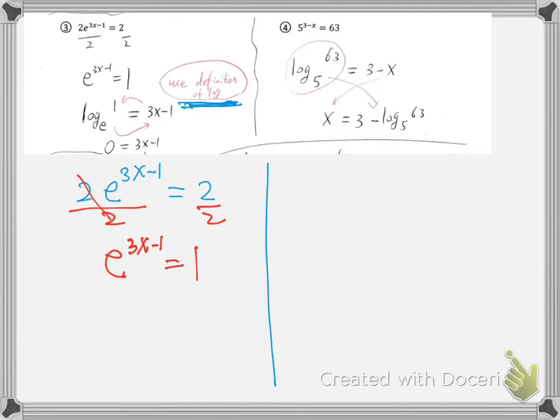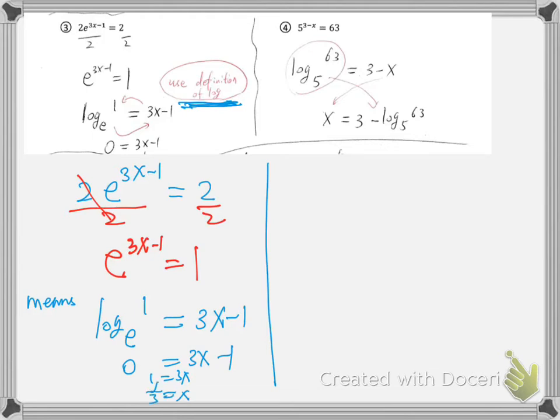If you realize 1 is e to the 0 power, you can change this to the same base and then you get the answer. If you didn't realize that, you can change this to log notation. It means log base e of 1 equals 3x minus 1, so that's the exponent and then the power is 1. So we change exponential form to log form. So 0 is 3x minus 1, plus 1 on both sides. You got 1 is 3x, x is 1/3.